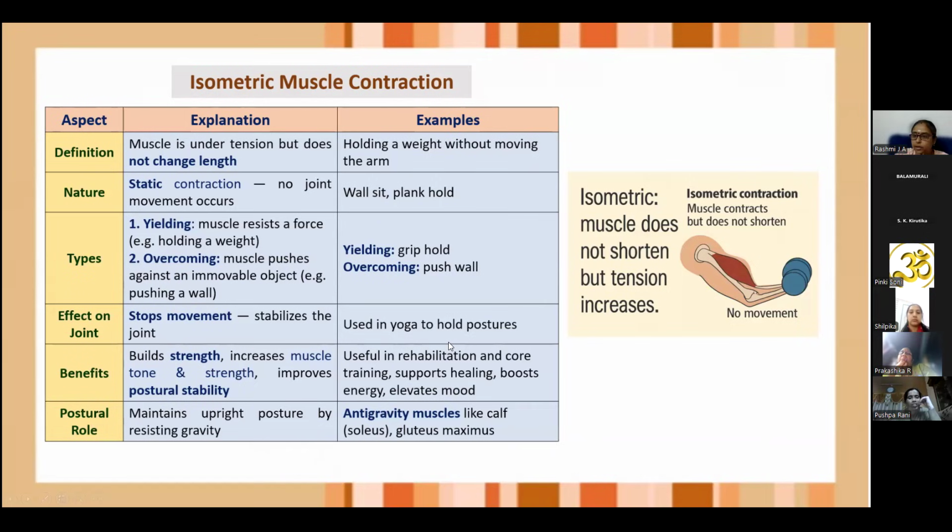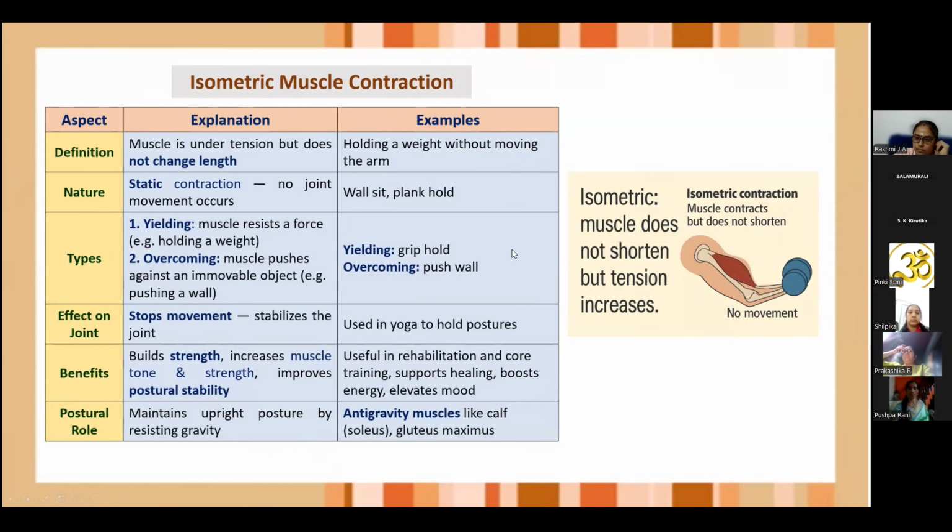So where can it be used in yoga? You will do it in the stay postures like Virabhadrasana, sorry, Uttanasanam, I'm sorry, Tadasanam, and then we have Vrikshasanam, right? Tree pose. All these things are examples of isometric muscle contraction. Then the benefits: it will help in strengthening, increase the muscle tone, and give postural stability.